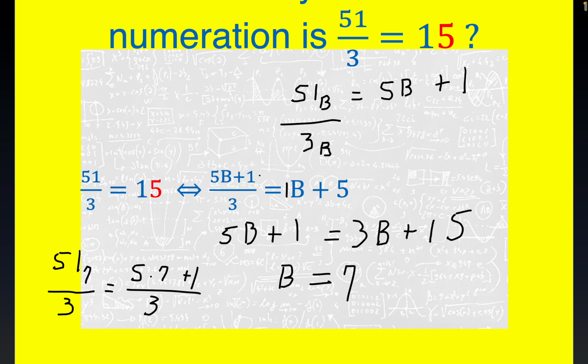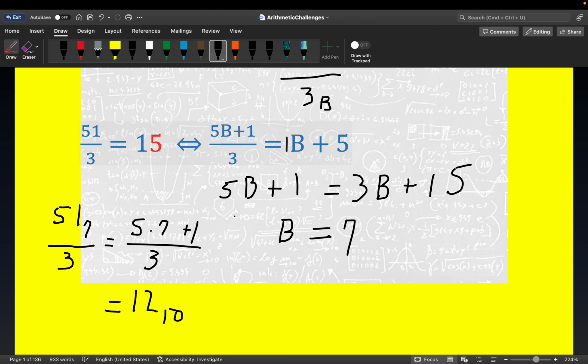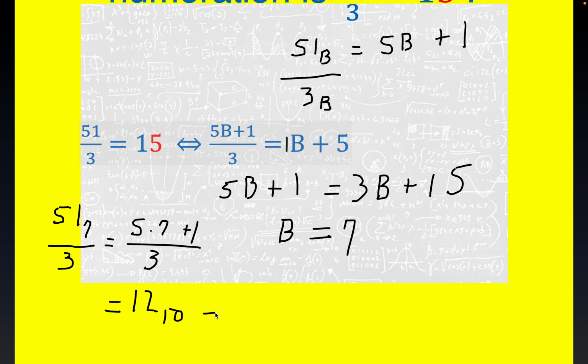Notice that's equal to 12. Now, this would be a base 10 number here. Since I've multiplied it out, this is now a base 10 number. But what would that be in base 7? Well, it would be 1 times 7 plus 5, which is more accurate. And that means this is equal to 15 base 7.